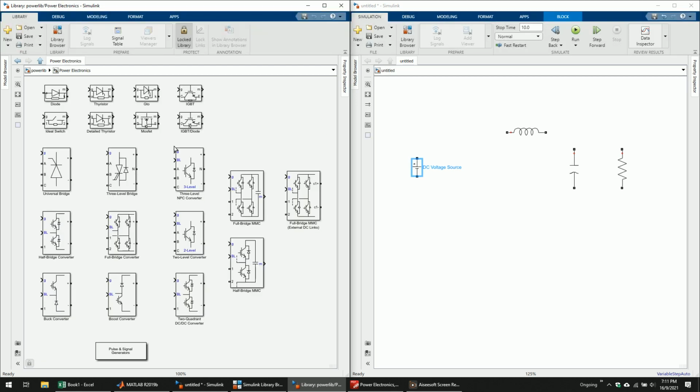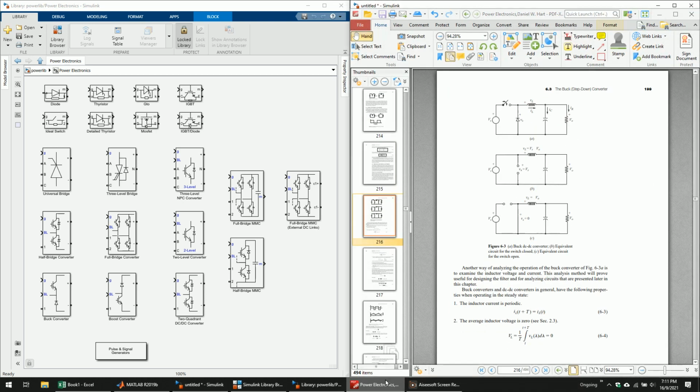Okay. So for this case, I suggest you use the MOSFET. Use a MOSFET here and then use a diode here. Of course, click the diode one time and then Ctrl R. So check back the book.